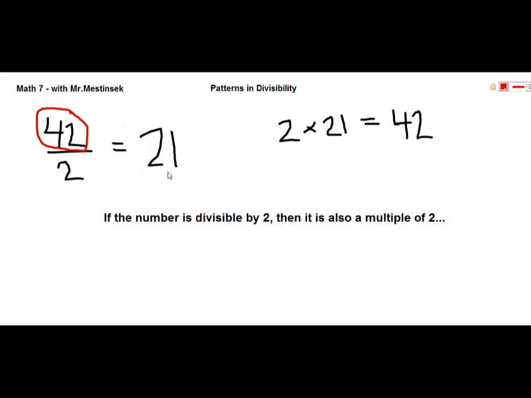But if 42 is divisible by 2, you can see over here that 2 times 21 is 42. This means that 42 is a multiple of 2. It's kind of like the same thing. If I say 42 is divisible by 2, then I can also say 42 is a multiple of 2. It has to be, otherwise it wouldn't be divisible. Okay? Let's look at another quick example here.